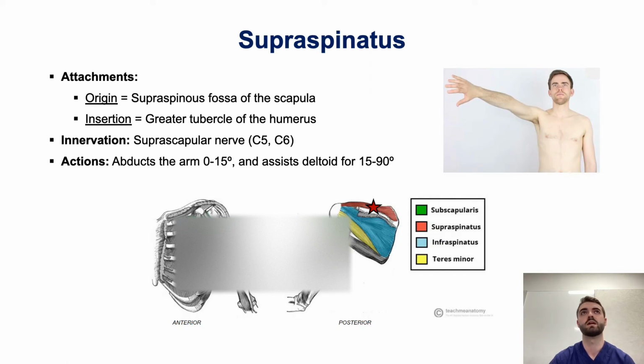So the supraspinatus: its origin is the supraspinous fossa of the scapula, and it inserts on the greater tubercle, as I mentioned. It's innervated by the suprascapular nerve, which comes from the superior trunk of the brachial plexus. Its main action is to abduct the arm from 0 to 15 degrees, and after that, it assists the deltoid in abduction. It's the only one of these rotator cuff muscles that doesn't actually rotate the humerus, interestingly.